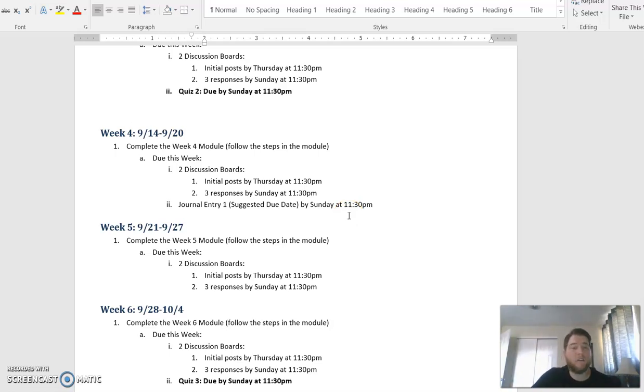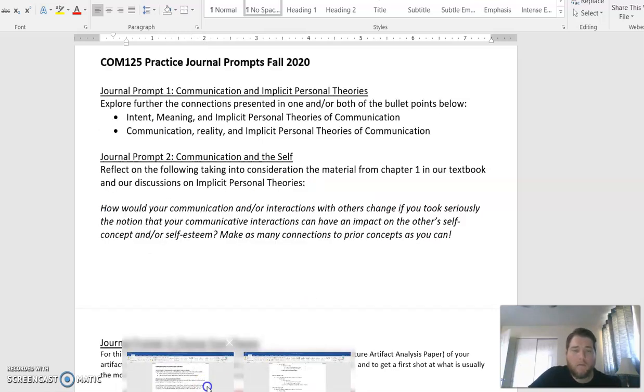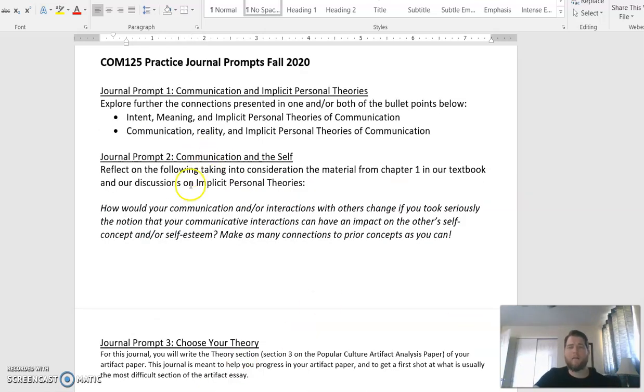All right. Now you could turn journal 1 in earlier. You could wait and turn journal 1 in later. It is up to you, but I have given you a suggested pace so that as they pop up in the course schedule, you can see that. Okay. So the prompts for the journals are found here in the assignment sheet.